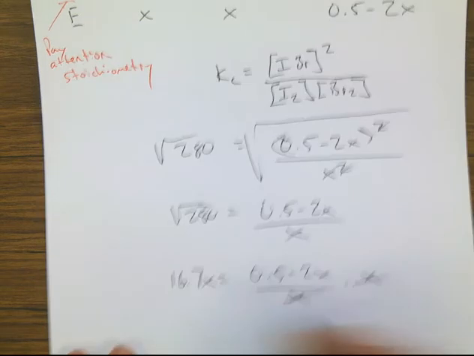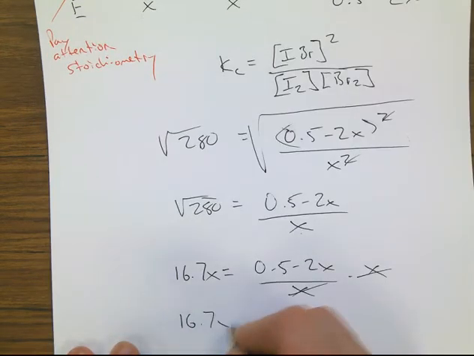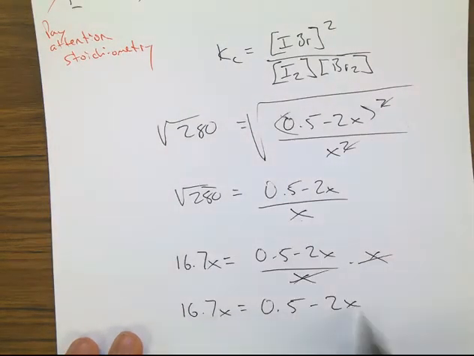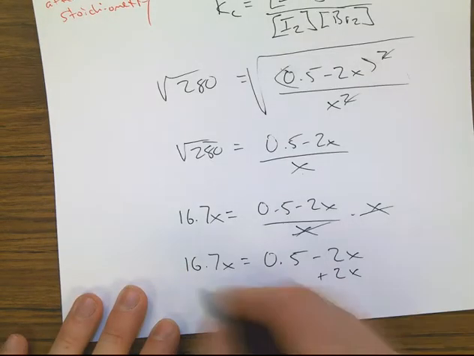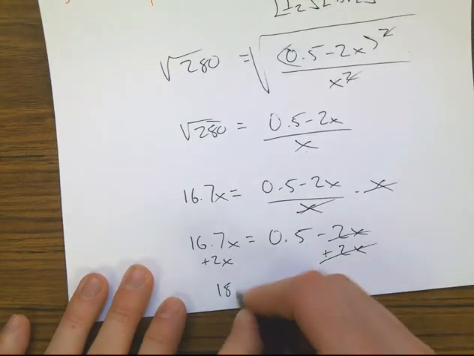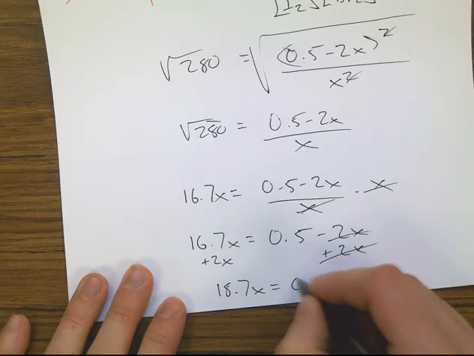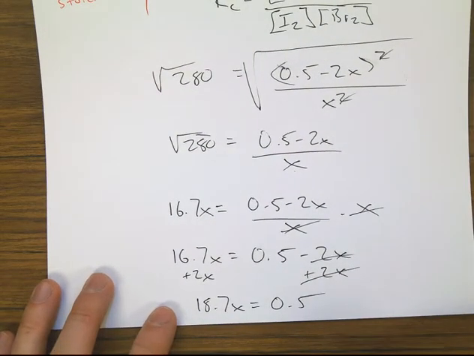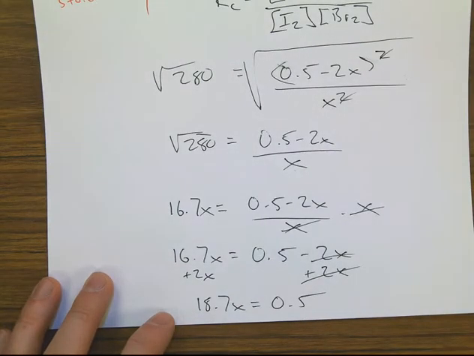The x's go away, so now I have 16.7x equal to 0.5 minus 2x. And I combine these like terms, so I'm going to add 2x on both sides. When I do that, that goes away, and I'm left with 18.7x equals 0.5. Now I just have to solve for x, and then I know the concentration of everything at equilibrium. So of course it's going to be 0.5 divided by 18.7.